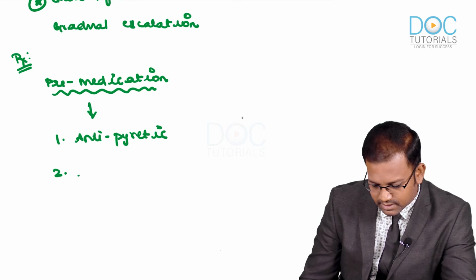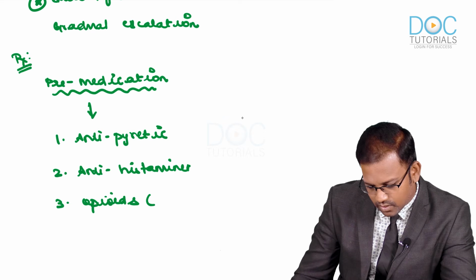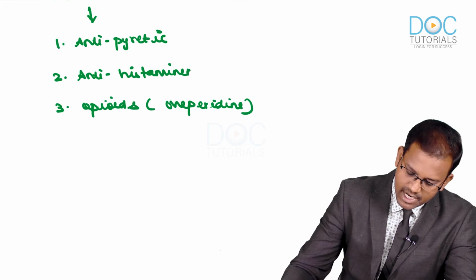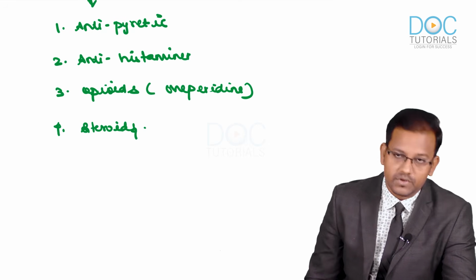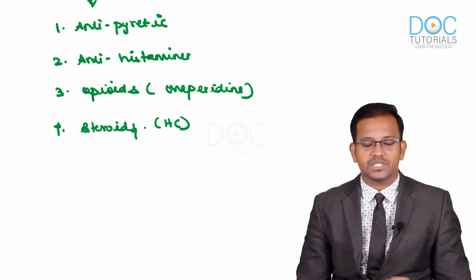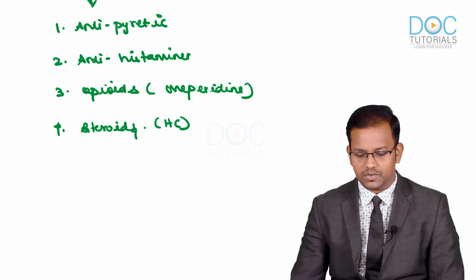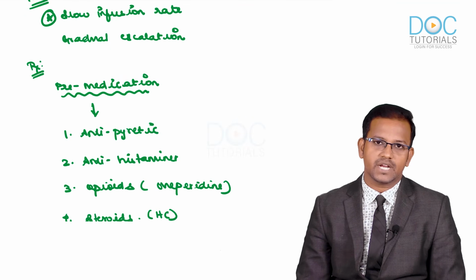We can opt for antipyretics. We can go for antihistaminergic agents. Even opioids can be given, opioids like meperidine, as pre-medications, and steroids can be given as a treatment too. If infusion-related reactions come, we can opt for steroids, especially injection hydrocortisone. 0.6 milligrams per kilogram is the usual dose which we administer for hydrocortisone. These are the different pre-medications which we use to prevent and also to treat the infusion-related reactions due to amphotericin B.